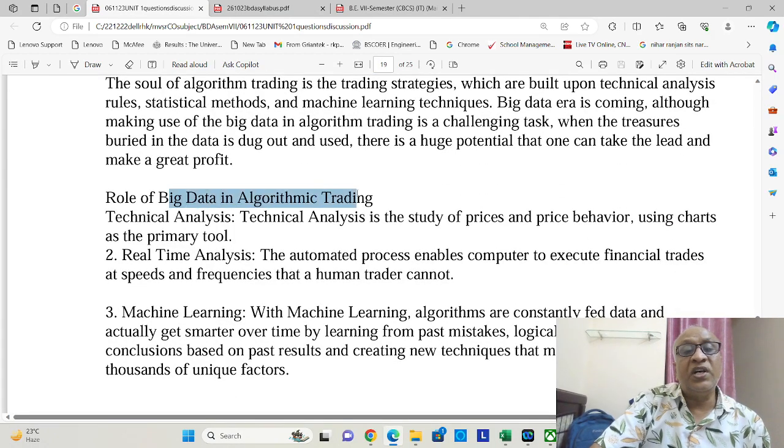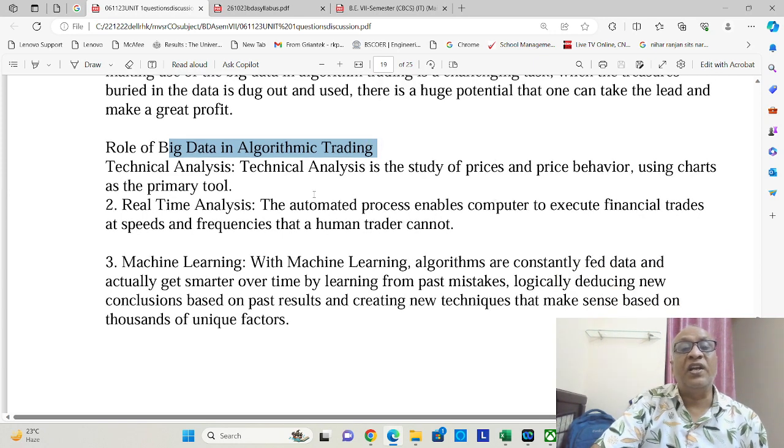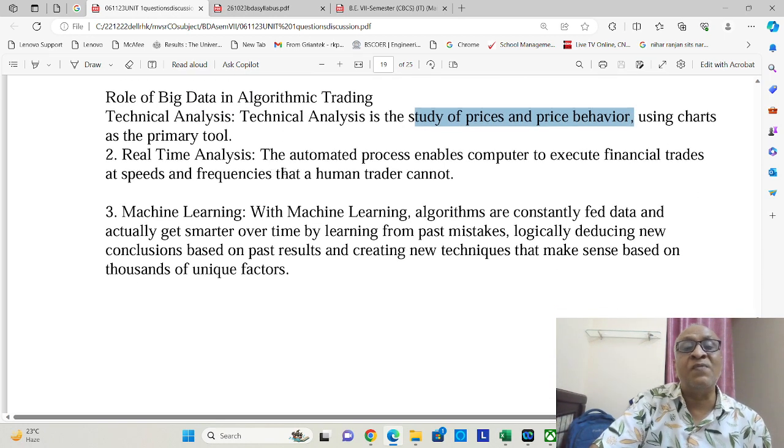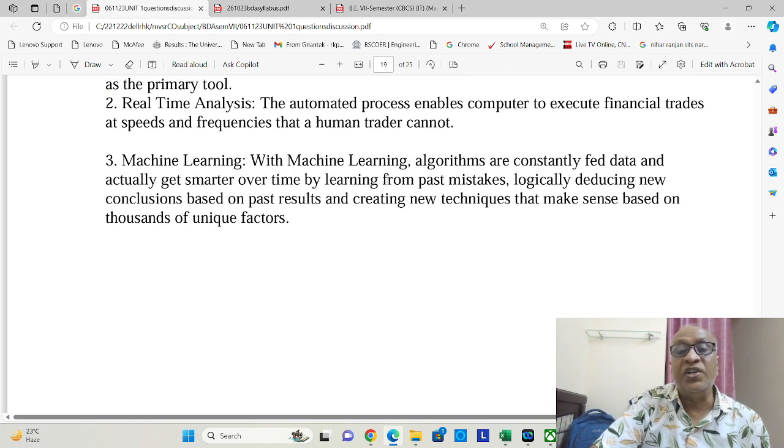What is the role of big data in algorithmic trading? Technical analysis. What does technical analysis do? It does study of prices and price behavior. It uses charts as the primary tool. Real-time analysis. The automated process enables computers to execute financial trades at speeds and frequencies that a human trader can't. Machine learning usage. So these algorithms will be fed with data and they become smarter by learning from past mistakes.